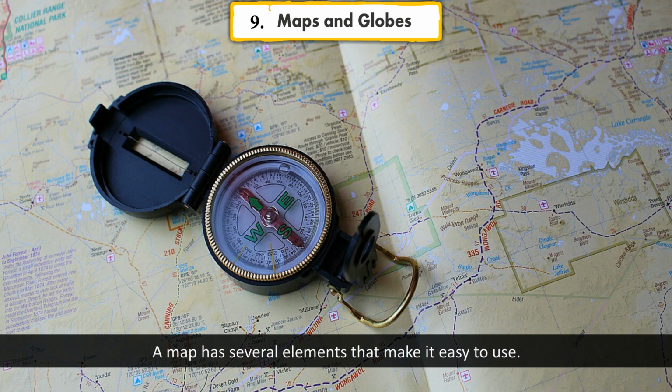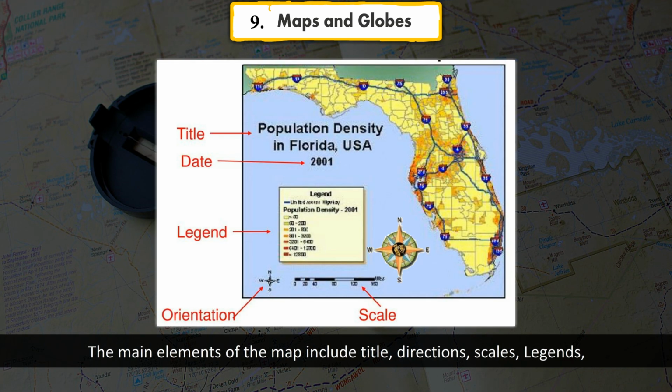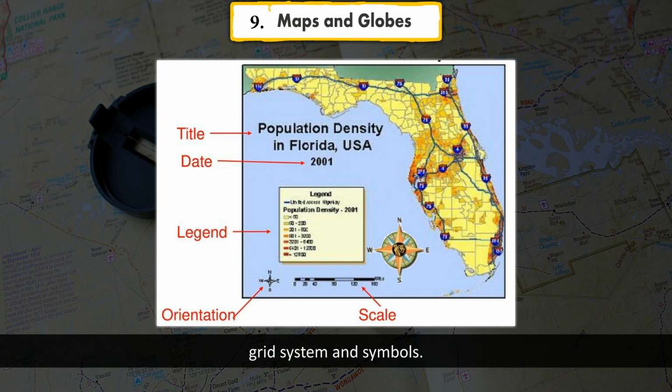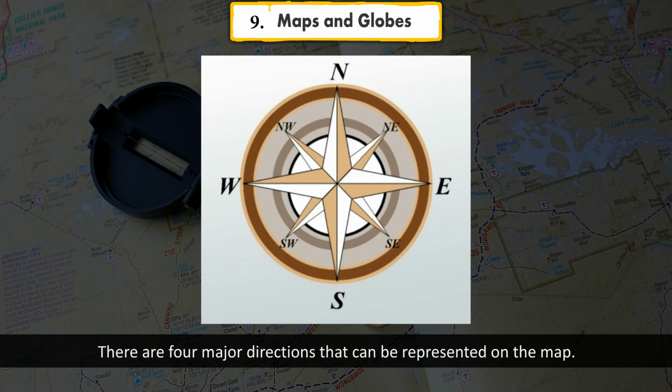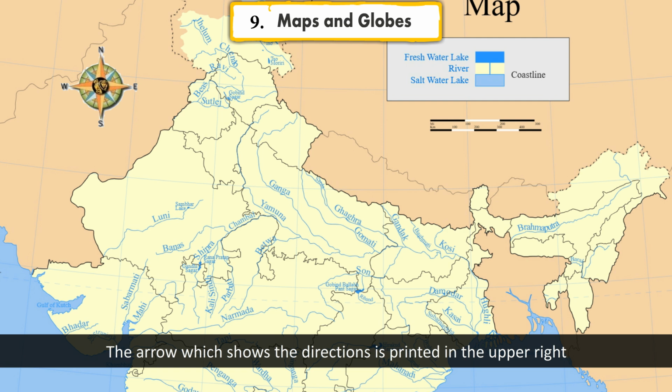Elements used in a map. A map has several elements that make it easy to use. The main elements of the map include title, directions, scale, legends, grid system, and symbols. There are four major directions that can be represented on the map. East, west, north, and south are the four main cardinal directions. The arrow which shows the directions is printed in the upper right-hand corner of the map.